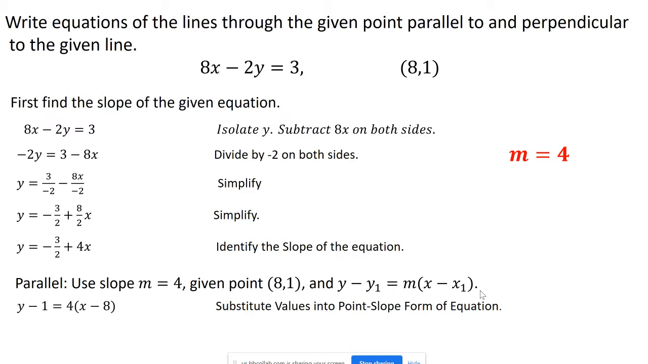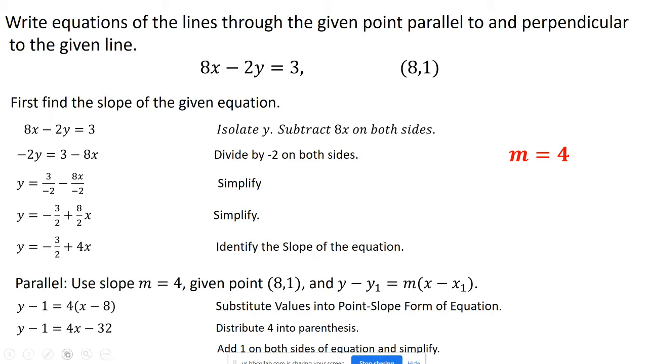So here I would have y minus 1, since our y is 1, for the given point 8, 1. And then our slope is 4. So we replace m with 4. And then our x value is 8. And then you want to solve for y. So first we're going to distribute the 4 into the parentheses. And so we get y minus 1 is equal to 4x minus 32. And then we're going to add 1 on both sides of the equation. So once we do that, then we get our equation is y equals 4x minus 32 plus 1.